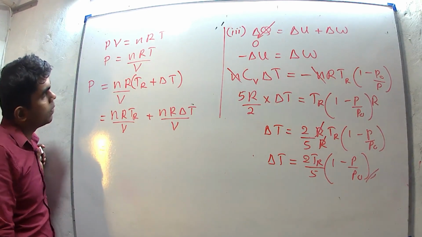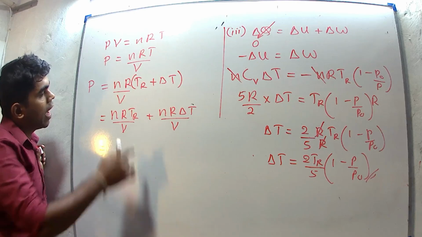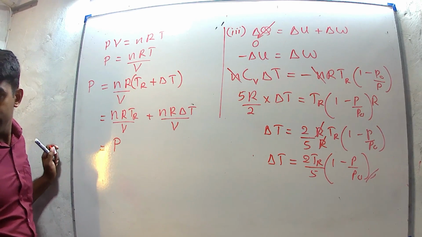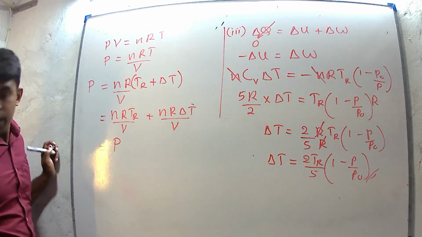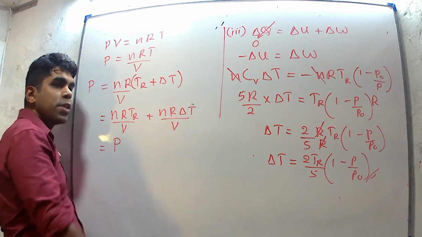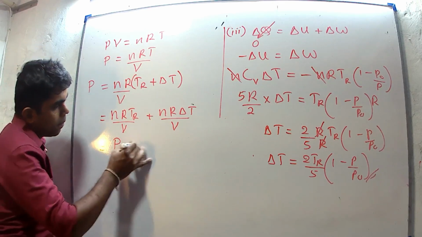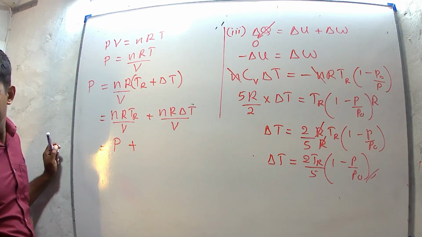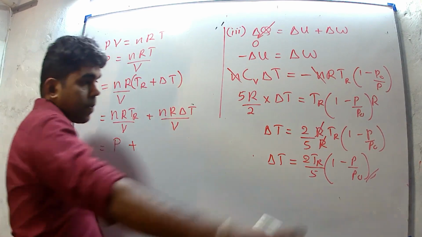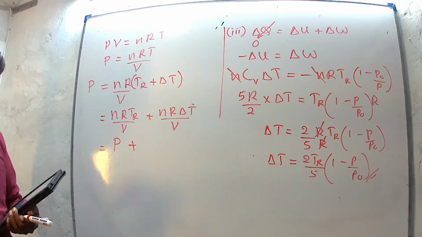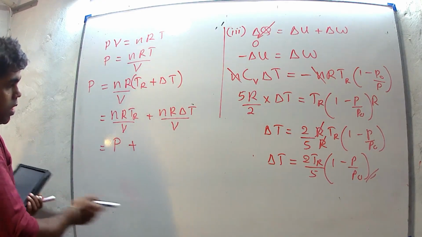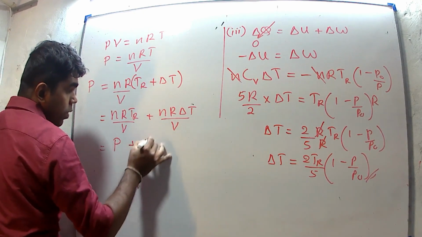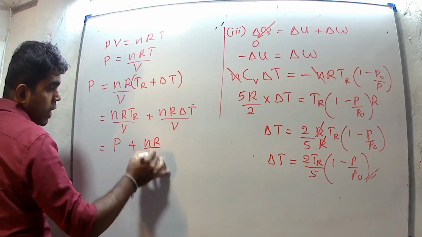Now we know that nR TR over V is the pressure inside the tire, and this part is the pressure increment. We can get the pressure increment as this value, nR delta T over V. Then we can use the temperature increment, which is this value, nR over V times delta T.